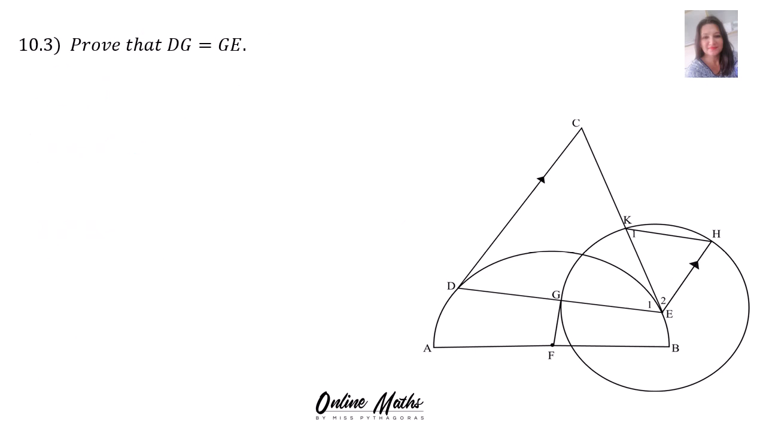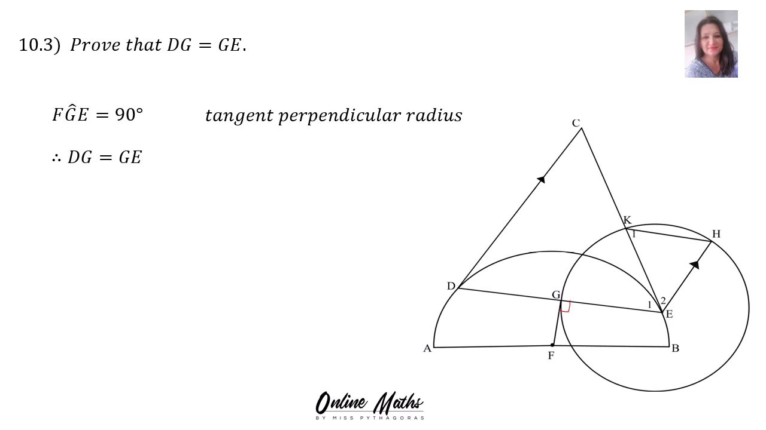Number 3, prove that DG is equal to GE. Now, angle FGE is 90 degrees. And the reason why we can say that is FG is tangent to that circle and the tangent is perpendicular to the radius. Therefore, this implies that DG is equal to GE, and the reason is line from midpoint perpendicular to chord. What does it do? It bisects the chord.